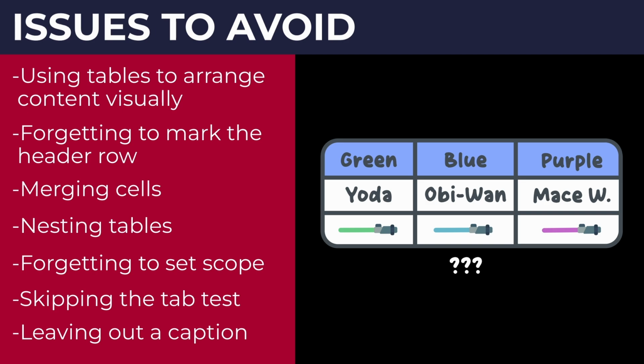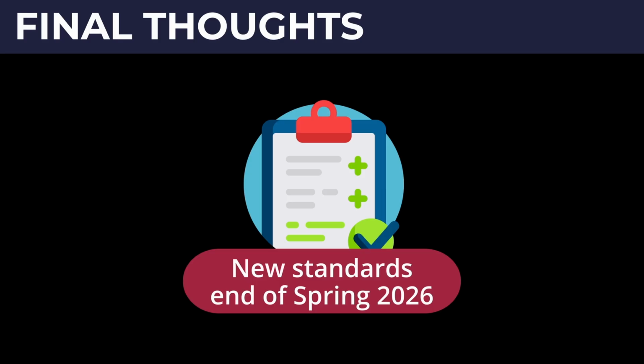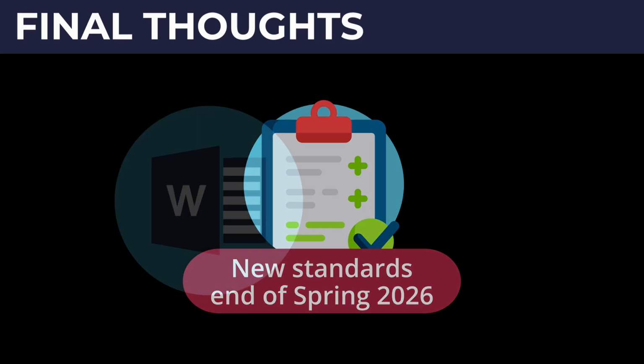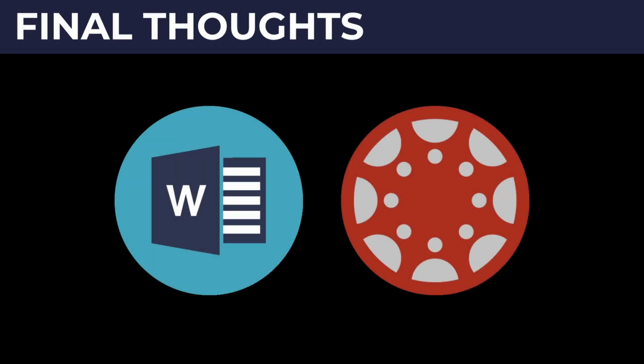To wrap up, accessible tables aren't just good practice, as they'll be required by law starting spring 2026. Both Microsoft Word and Canvas make it easy to meet these standards. You just have to use the right options when you build your tables.